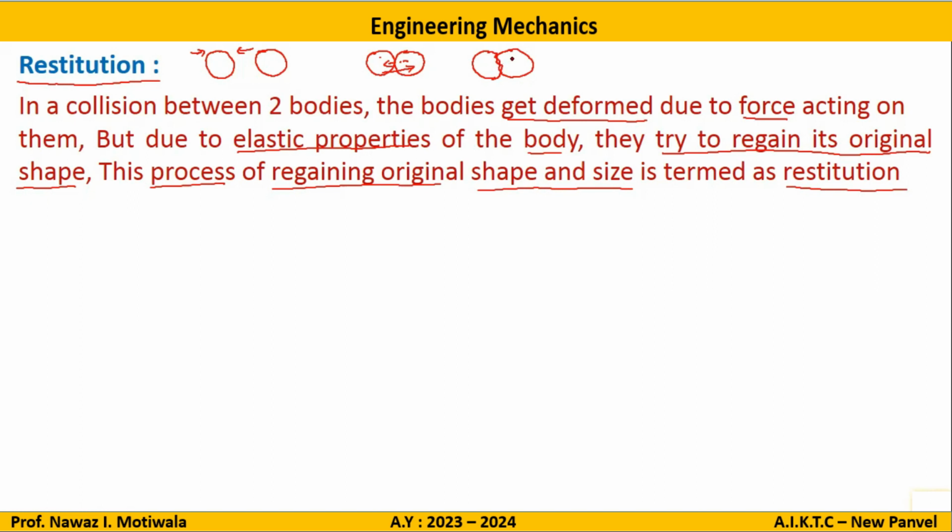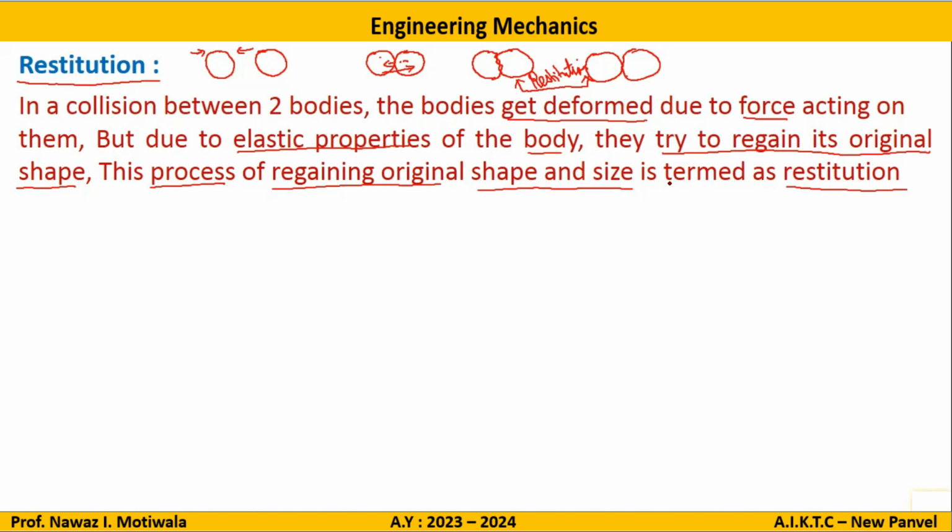Now, let us say these are elastic bodies, and because of the elastic properties, they will try to regain their original shape and size. So let us say it again comes to its original shape and size. This process of regaining the original shape and size after impact is known as restitution. Hope you have understood this. Again, I will repeat it in simple terms: the process of regaining original shape and size is called restitution.